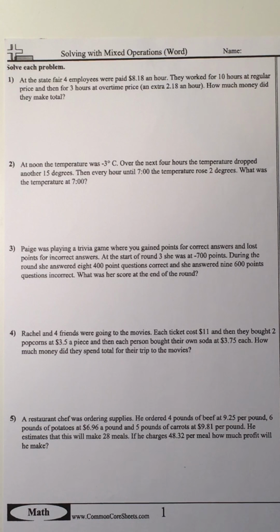So it says that the temperature at noon was -3 degrees. Over the next 4 hours, the temperature dropped another 5 degrees. Then, every hour until 7, the temperature rose 2 degrees. What was the temperature at 7 o'clock? So this problem really has two different parts, okay? So this first part, you notice that the word then is kind of separating it.